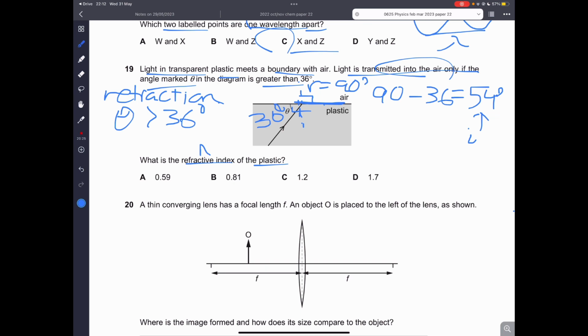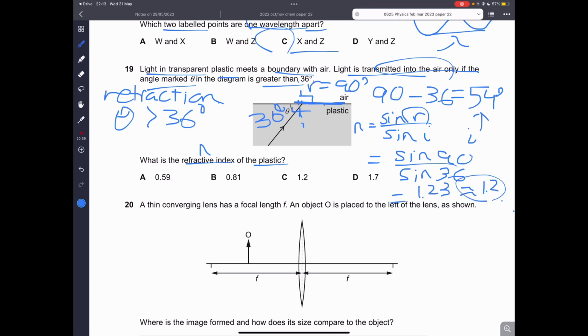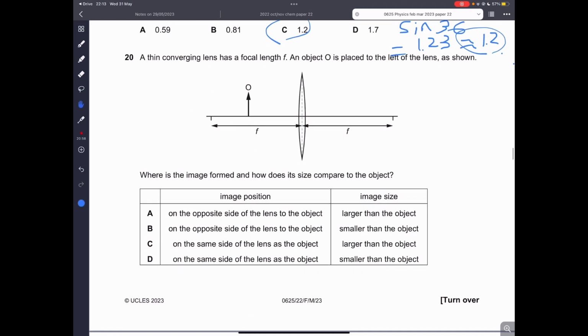So remember the formula of refractive index. It is just a ratio of the incidence and the refracted ray. So n is equal to sine r over sine i. Because r in this case is greater than i, we have to put r on top. So we have to put sine 90 over sine 54. This will give us 1.23 or just 1.2 in general. So C is the correct answer.